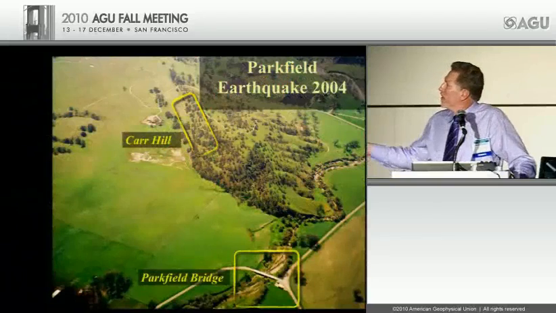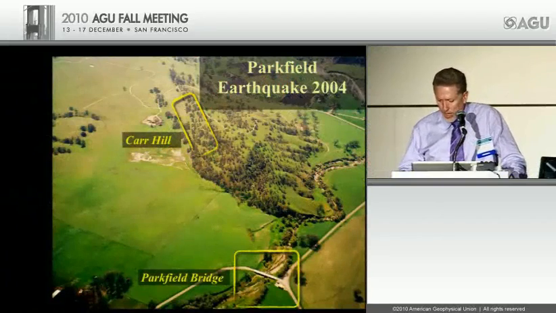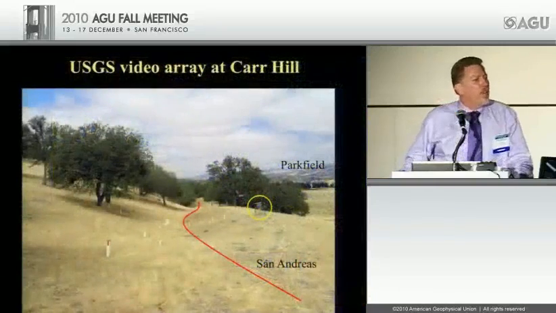Now what I'd like to do is go up and take a look at Carr Hill. This is where the USGS installed a video camera array.